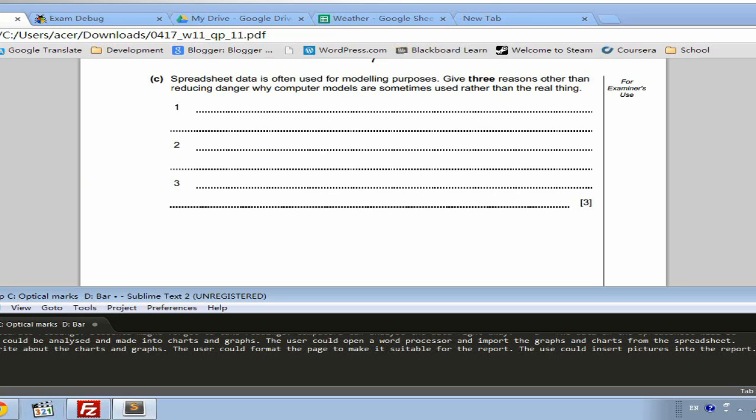Oops, sorry, it should be C. So let's say we could say that in some cases it's going to be cheaper than making the real thing.